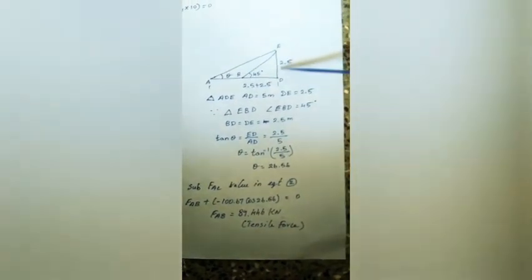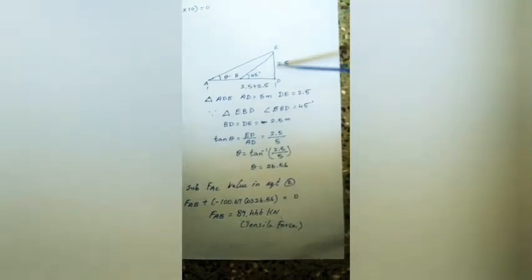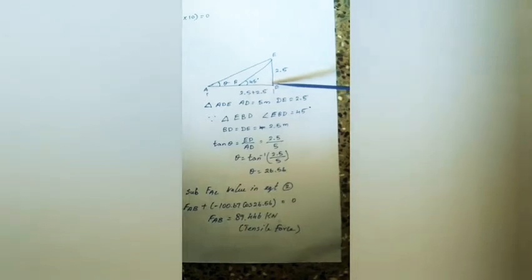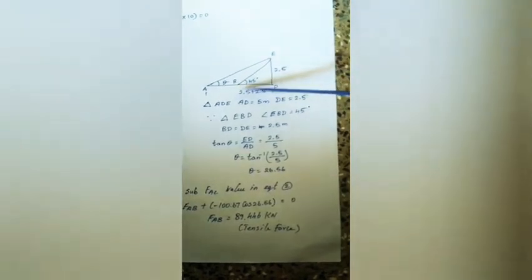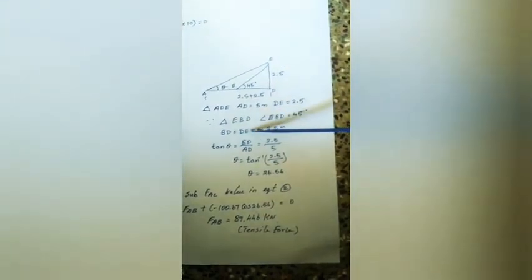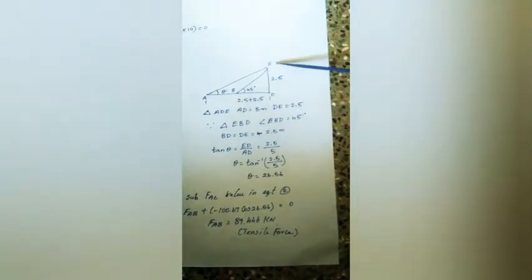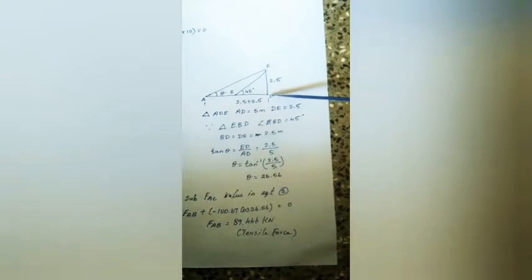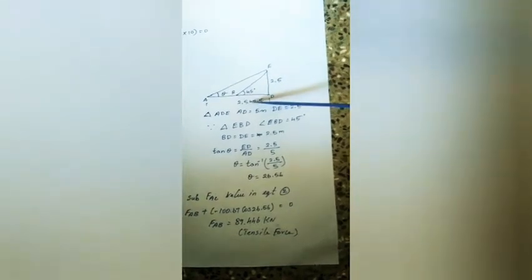and DE is 2.5. How do we get ED as 2.5? In triangle EBD we have an angle of 45 degree. So if the angle is 45 degree, BD is equal to DE. So we got DE equal to 2.5 meter. Now come to this triangle AED. We have the opposite side and the adjacent side.